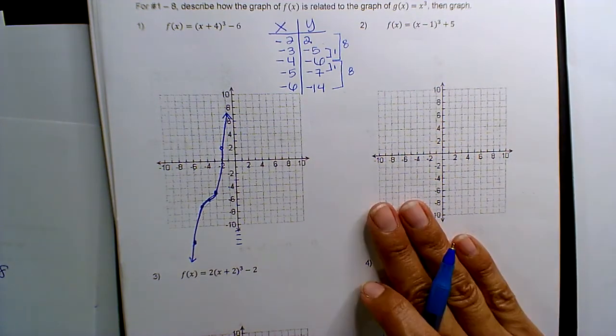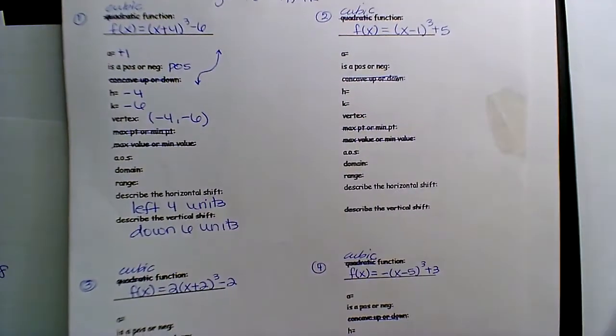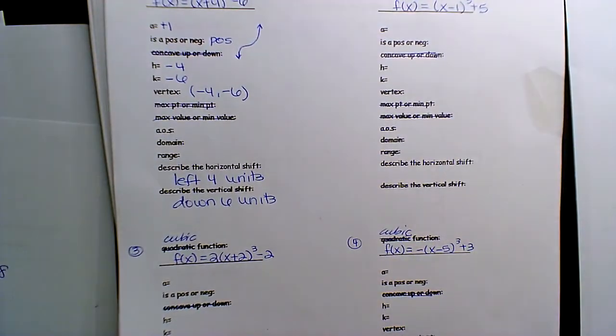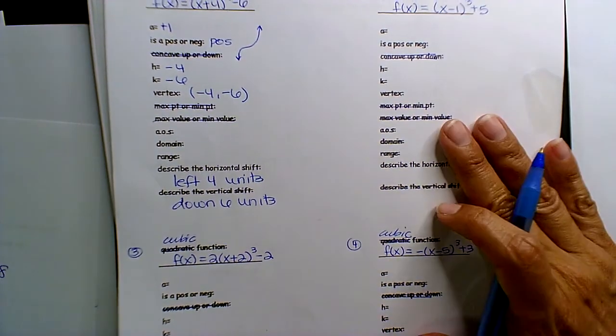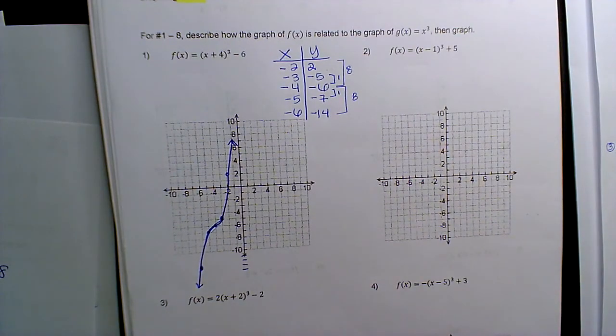Okay, so this is what you're doing for 2, 3, and 4. This is the paper to help you out with it. And then you'll get another one for tomorrow's for the 5, 6, 7, 8. Okay? Can I stop the video? We're good? Okay.